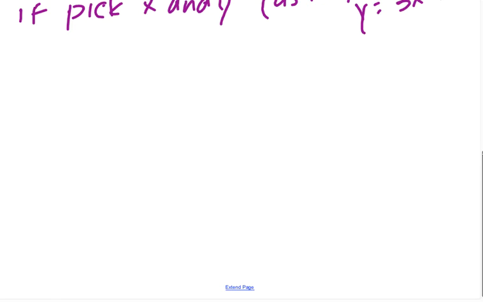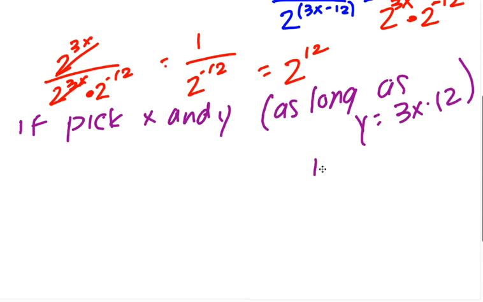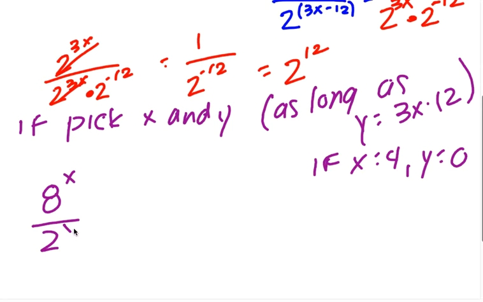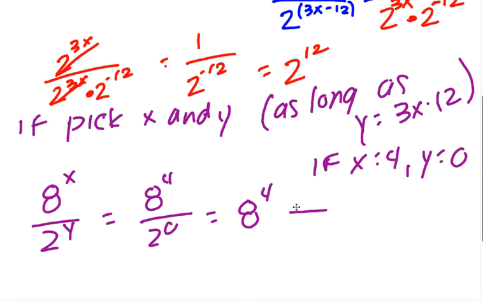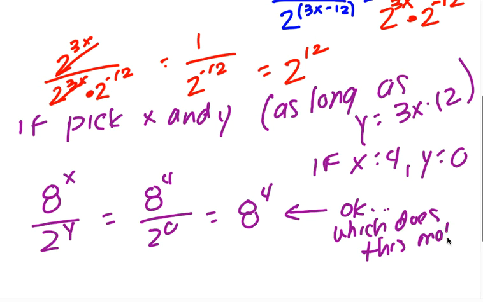The easiest number I can think of is if I pick x is 4 and y is 0. Then I get that 8 to the x over 2 to the y should be 8 to the 4th over 2 to the 0, which means I just get 8 to the 4th. And then I have to think, okay, which does this match? Because 8 to the 4th is not a choice.